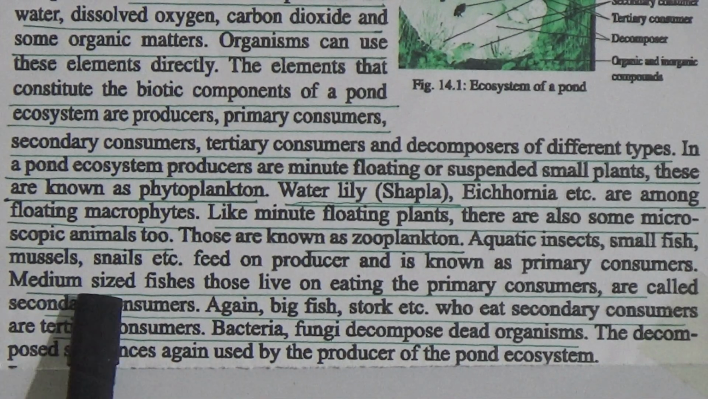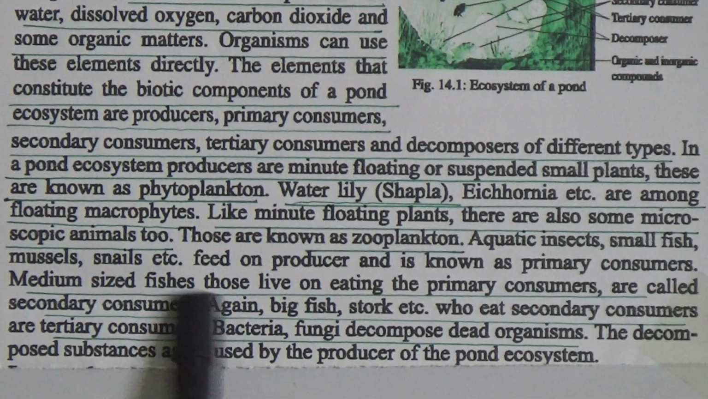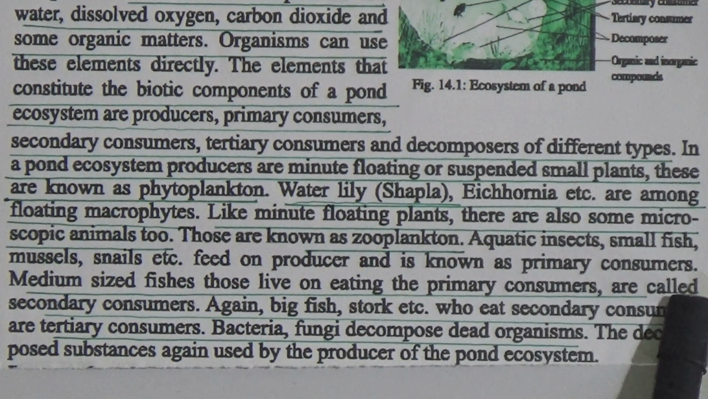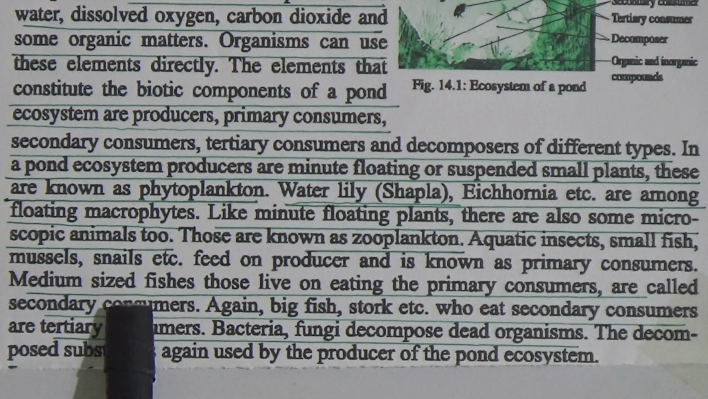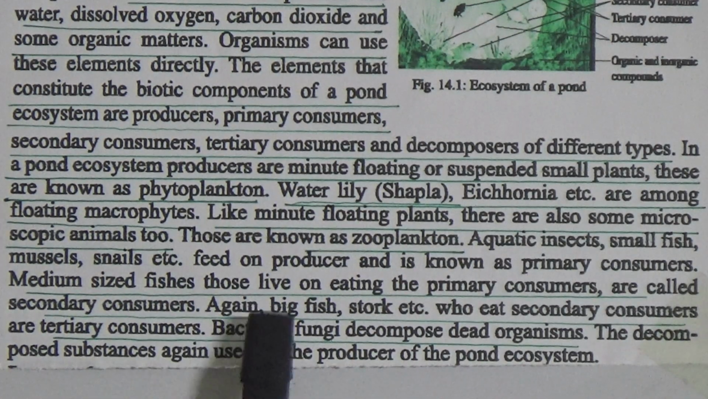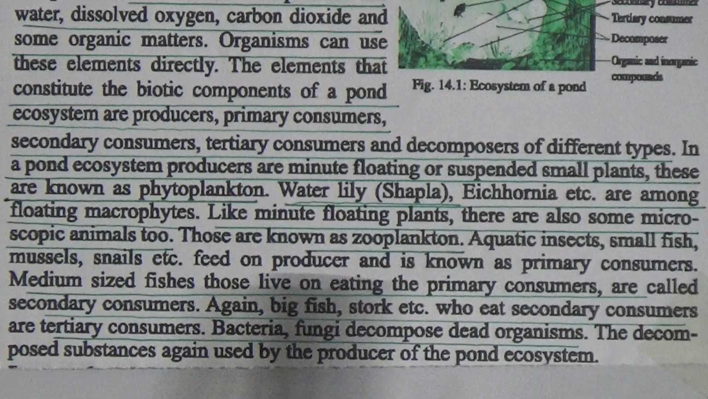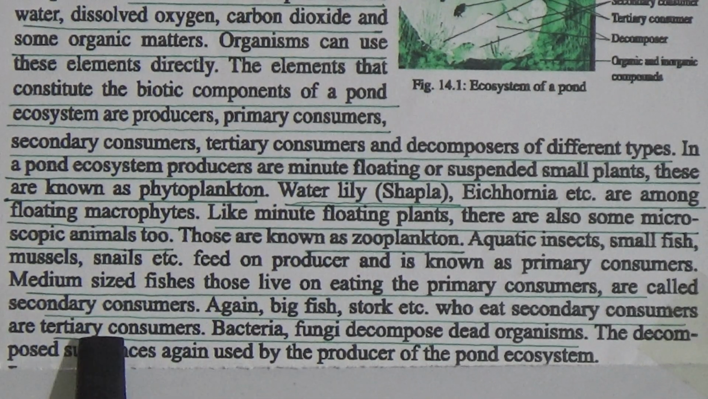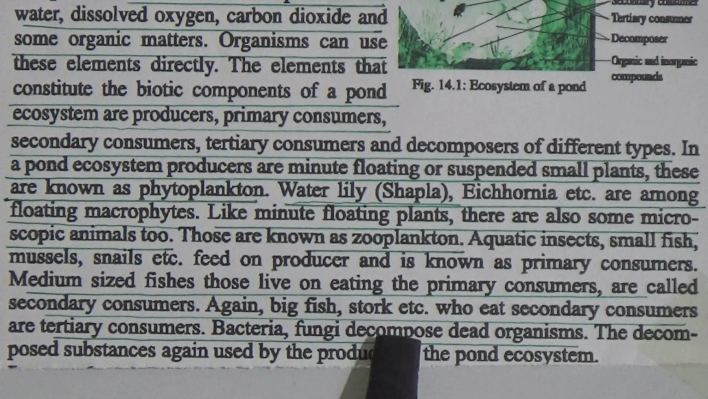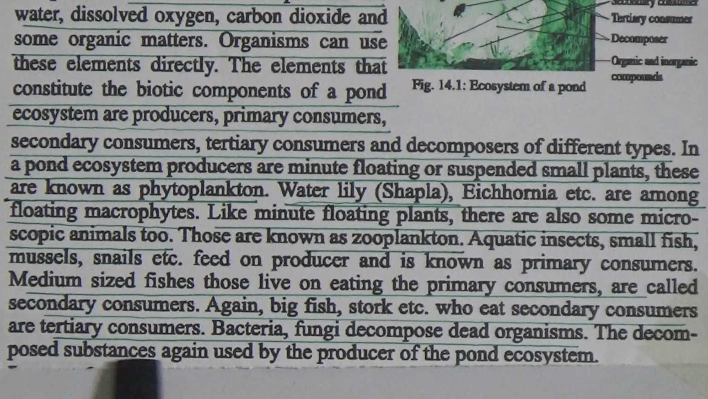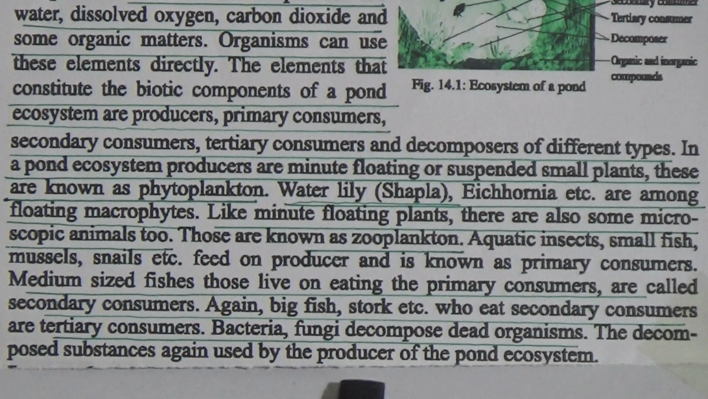Medium-sized fishes, those that live on eating the primary consumers, are called secondary consumers. Again, big fish, stork, etc. who eat secondary consumers are tertiary consumers. Bacteria, fungi decompose dead organisms. The decomposed substances are again used by the producers of the pond ecosystem.